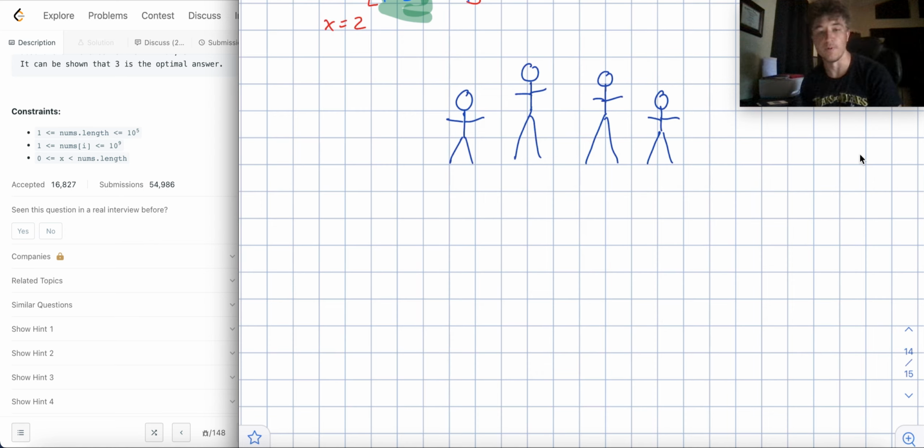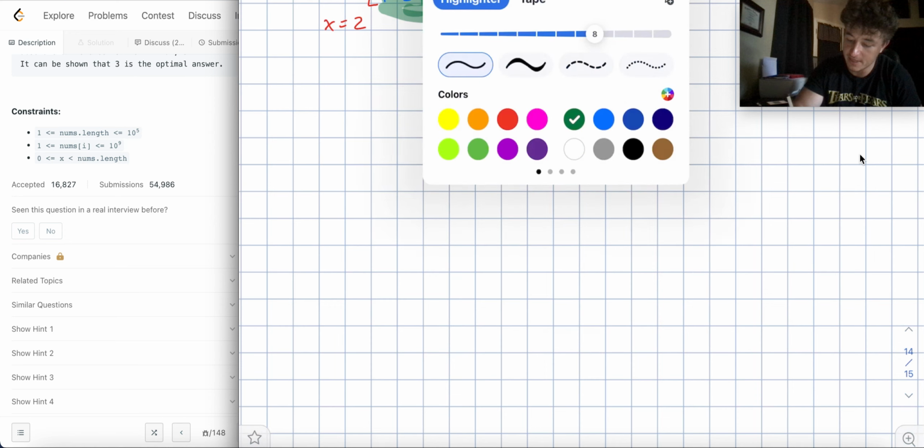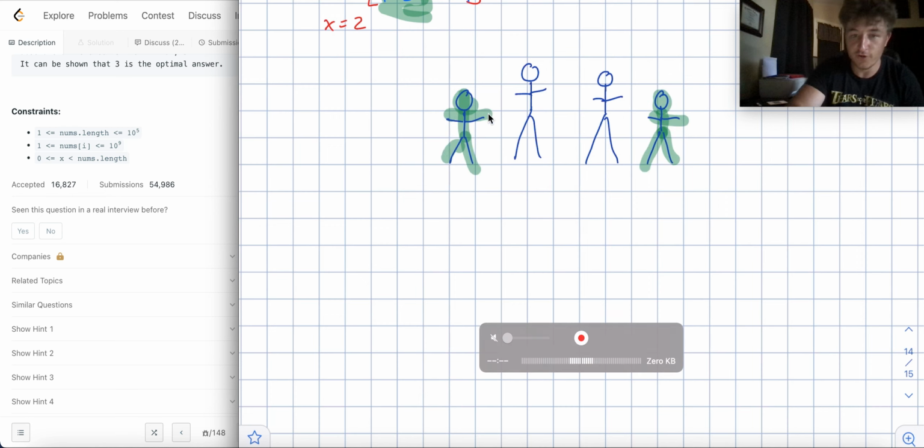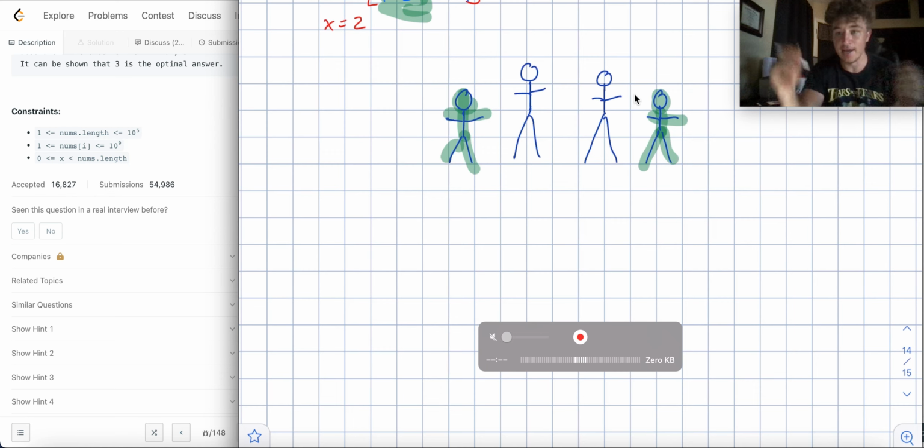So say you had 4 people, and let's say that the closest people in height are this guy and this guy. Now, you could compare all their heights one by one. I could compare this first guy to this guy, to this guy, to this guy. I could compare all of them to each other, in n squared time.